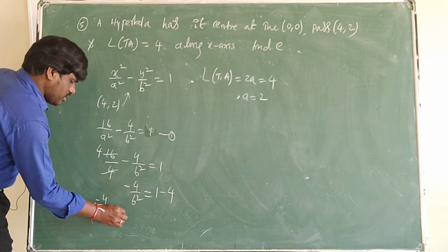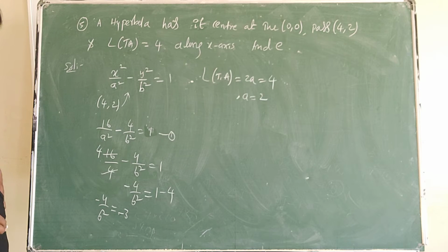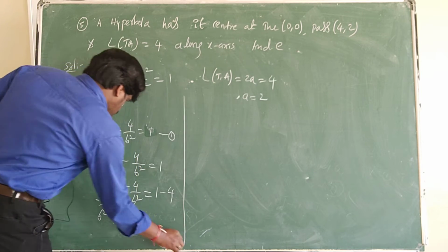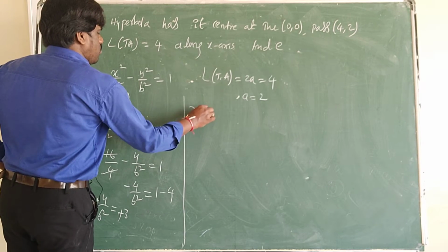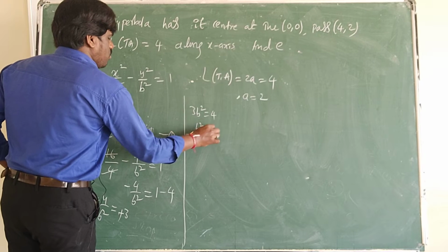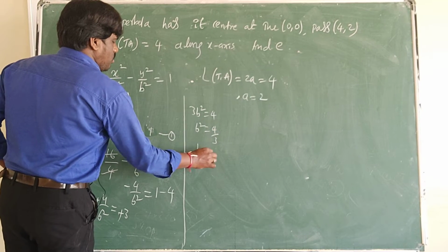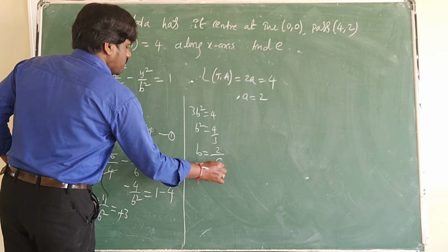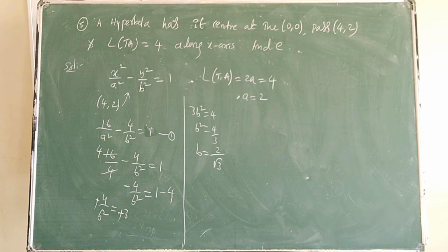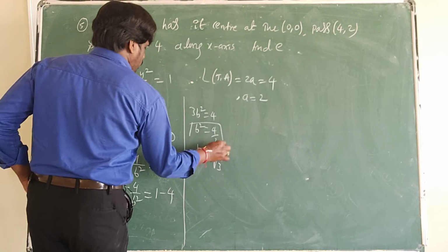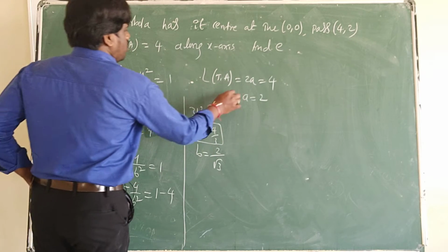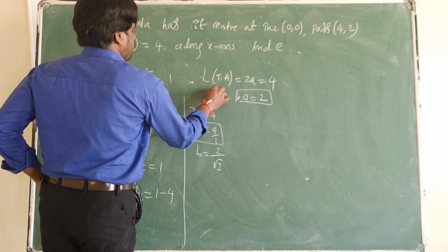1 minus 4 will be how much? Minus 3. Correct? So minus cancels. So what you get here is 3b squared is equal to 4. b squared is equal to 4 by 3. So b is equal to 2 by root 3. Correct? Did I make any mistake? See, b squared equal to 4 by 3 you got. a is equal to 2, so a squared will be 4.